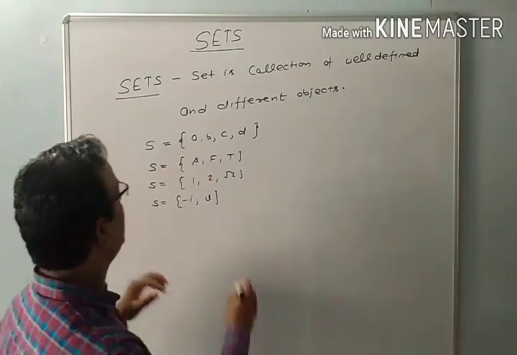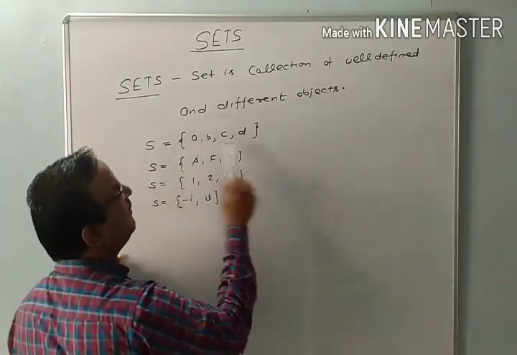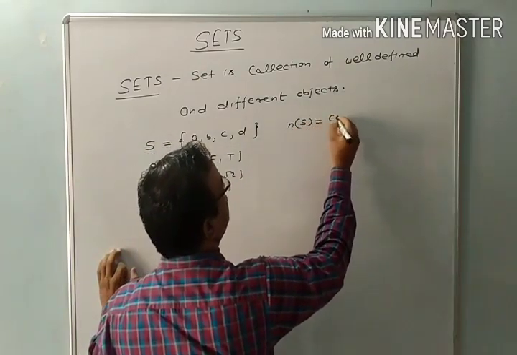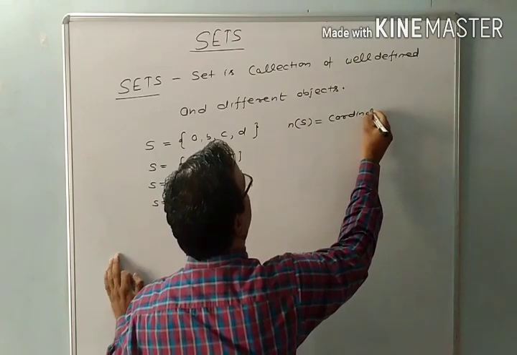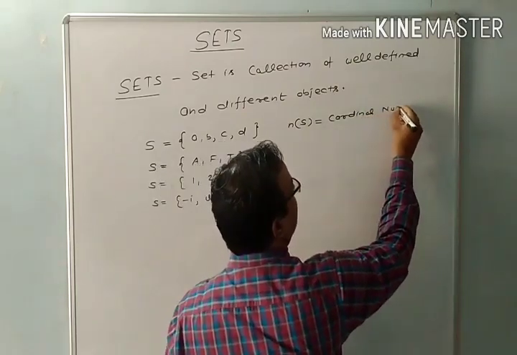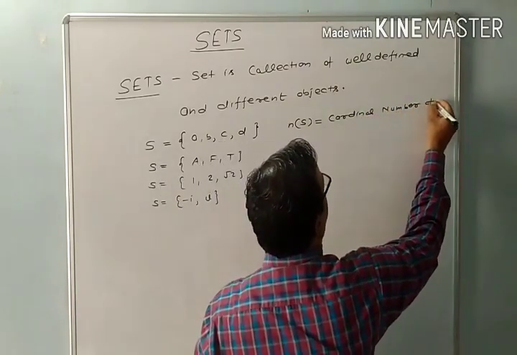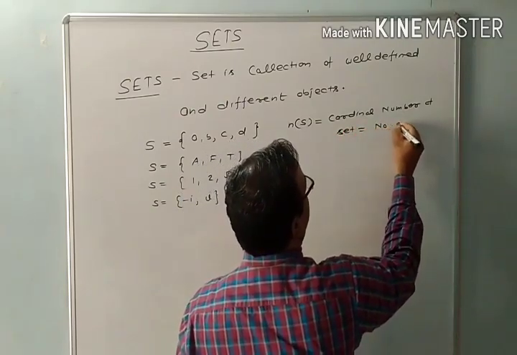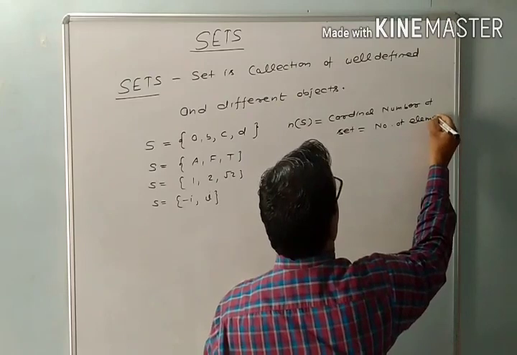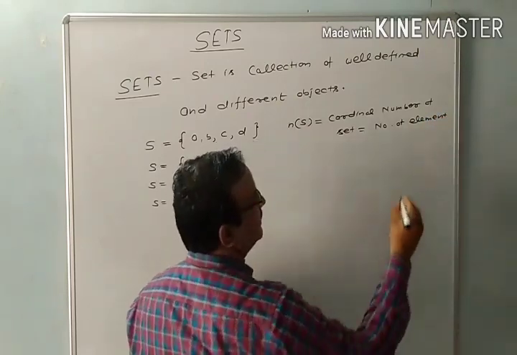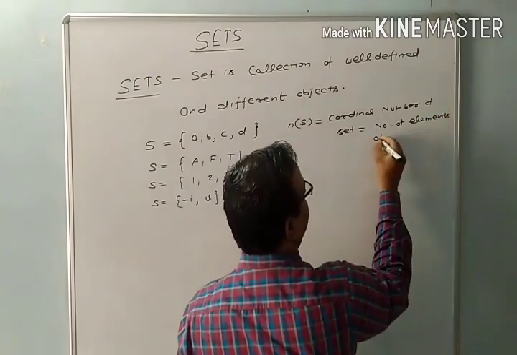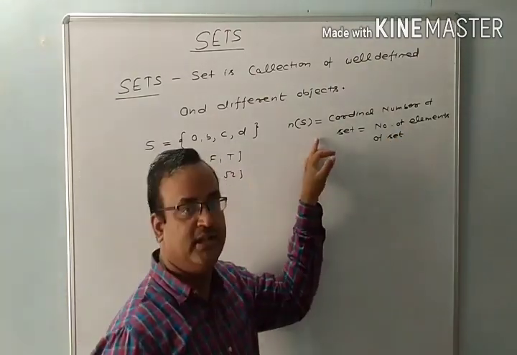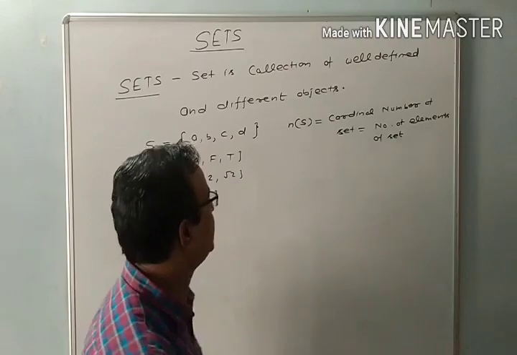Now if we count the number of elements, it is denoted by n(S). n(S) is known as the cardinal number of the set. The cardinal number of a set is equal to the number of elements or entries of the set. Clear? It is denoted by n(S), that means the cardinal number of the set. Cardinal number means the number of elements in the set.